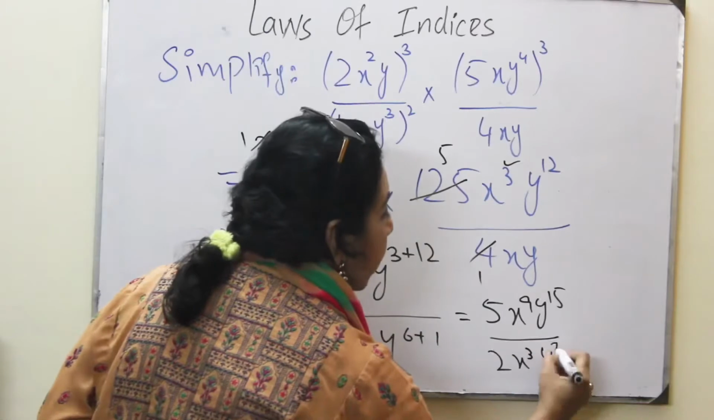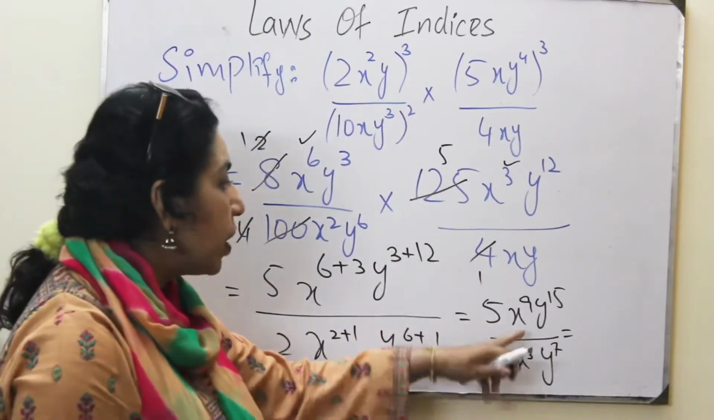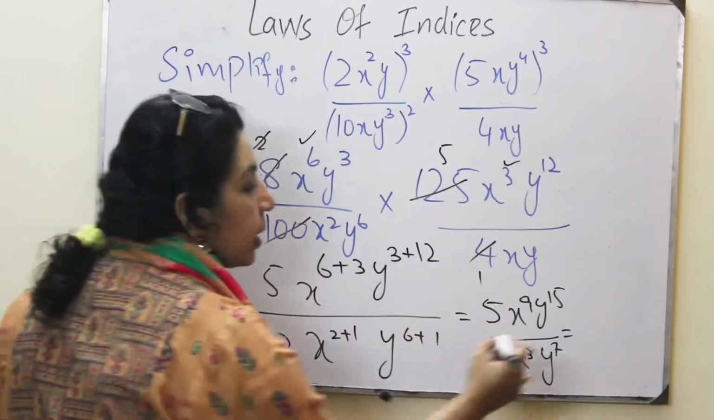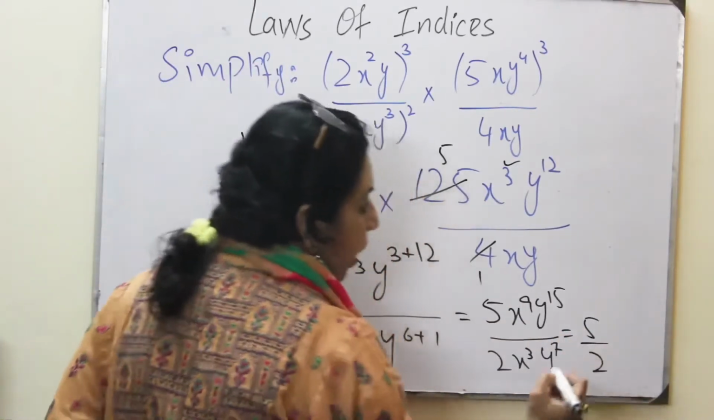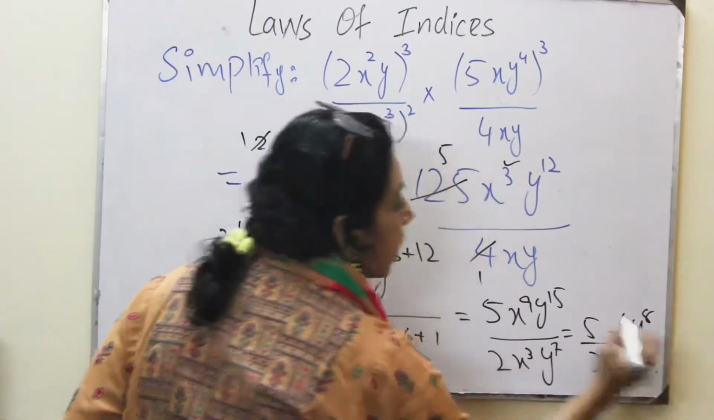You can notice now we can use law 2 and we will subtract the powers. Base same, 9 minus 3 will give us x power 6 and y power 8. And this is our final answer.